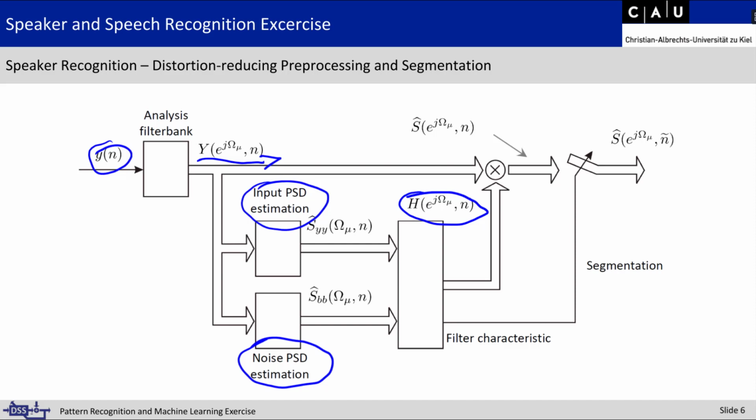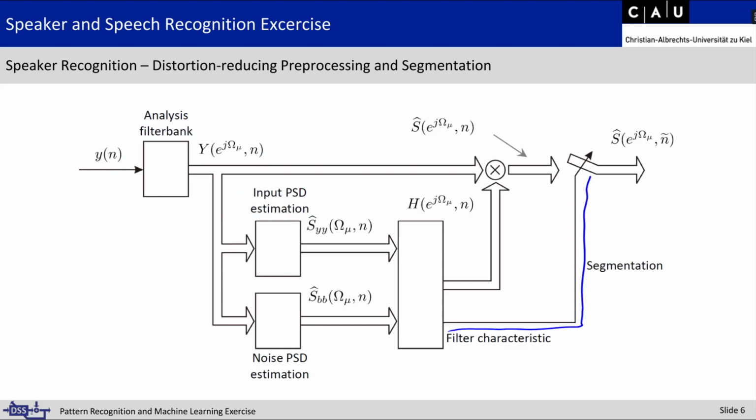So we have some filtering in it where we reduce the noise, and afterwards we multiply our original spectrum with those filter coefficients and get our hopefully noise-reduced signal out of it. The only part that is different to the part in the first exercise is the segmentation part. The segmentation part is this arrow here, and this arrow closes the gap if a certain criterion is fulfilled. For example, this would be in voice activity detection.